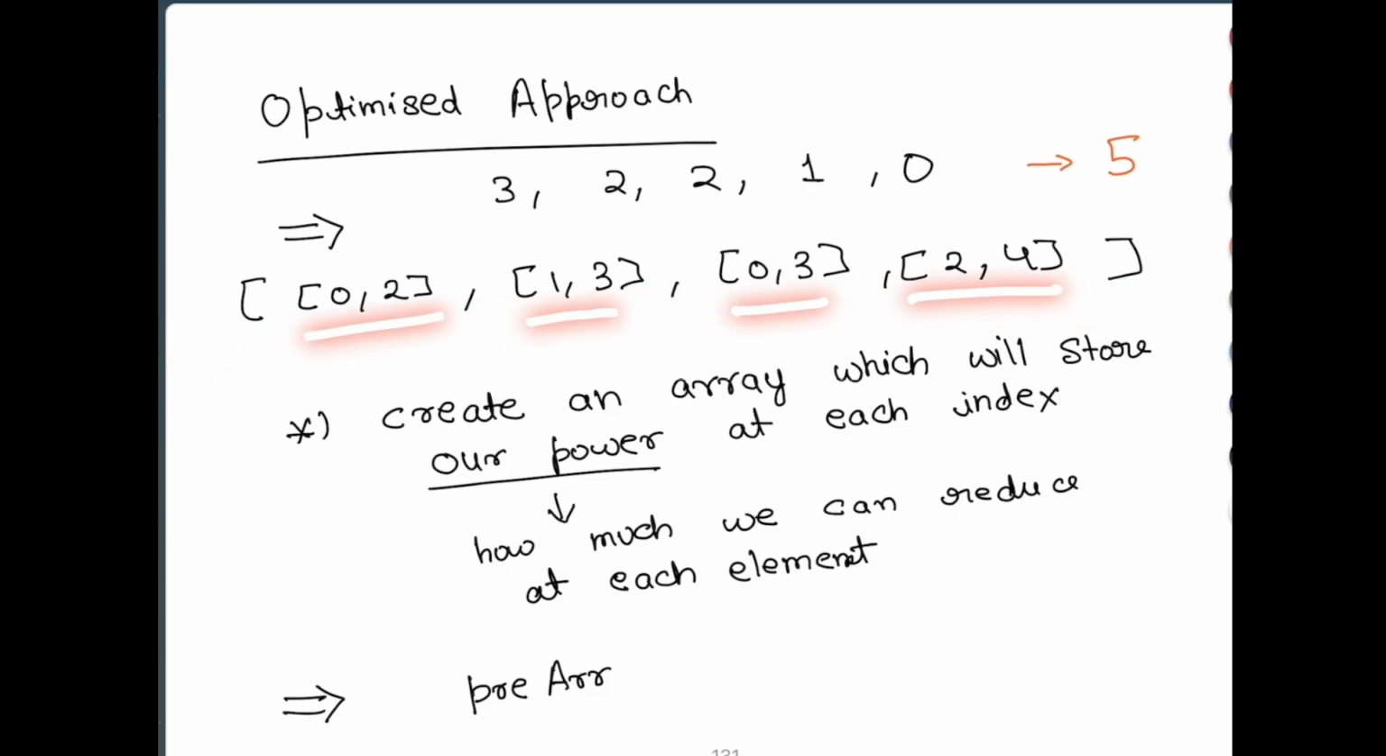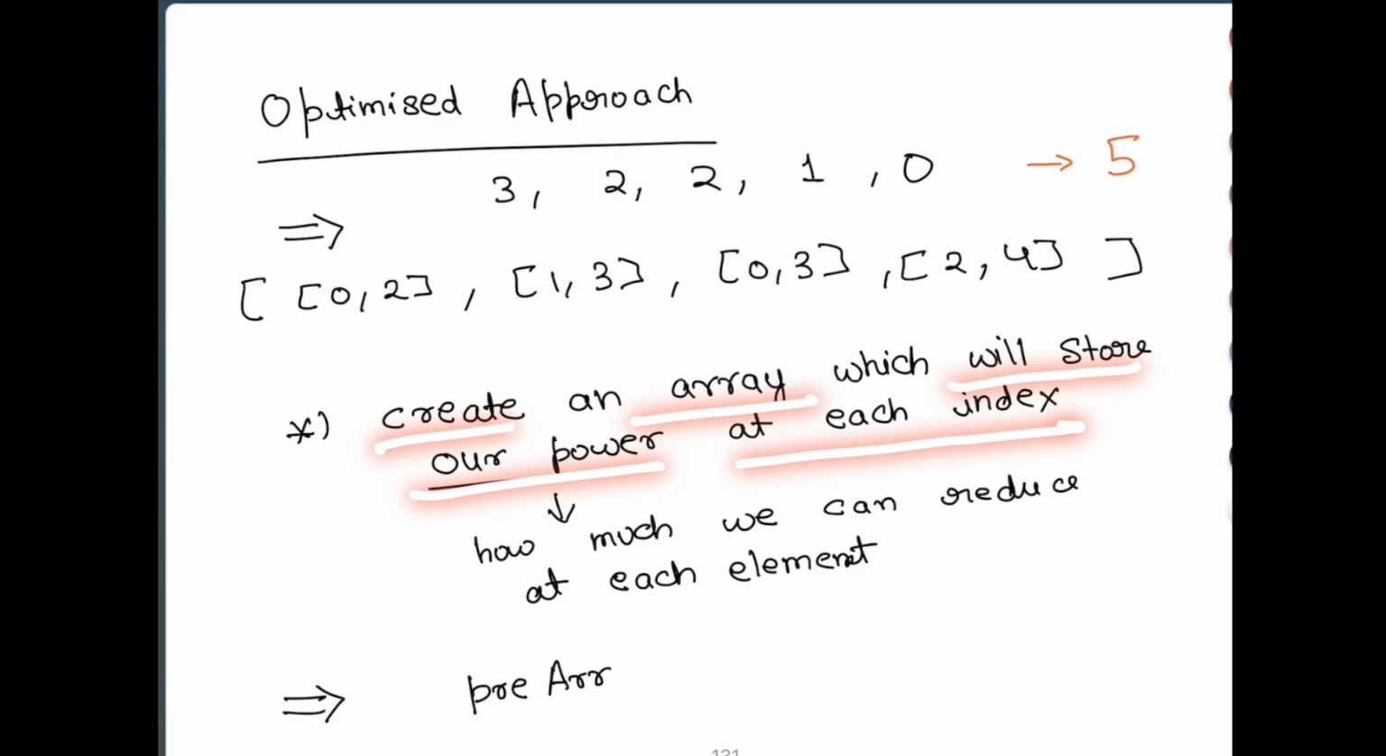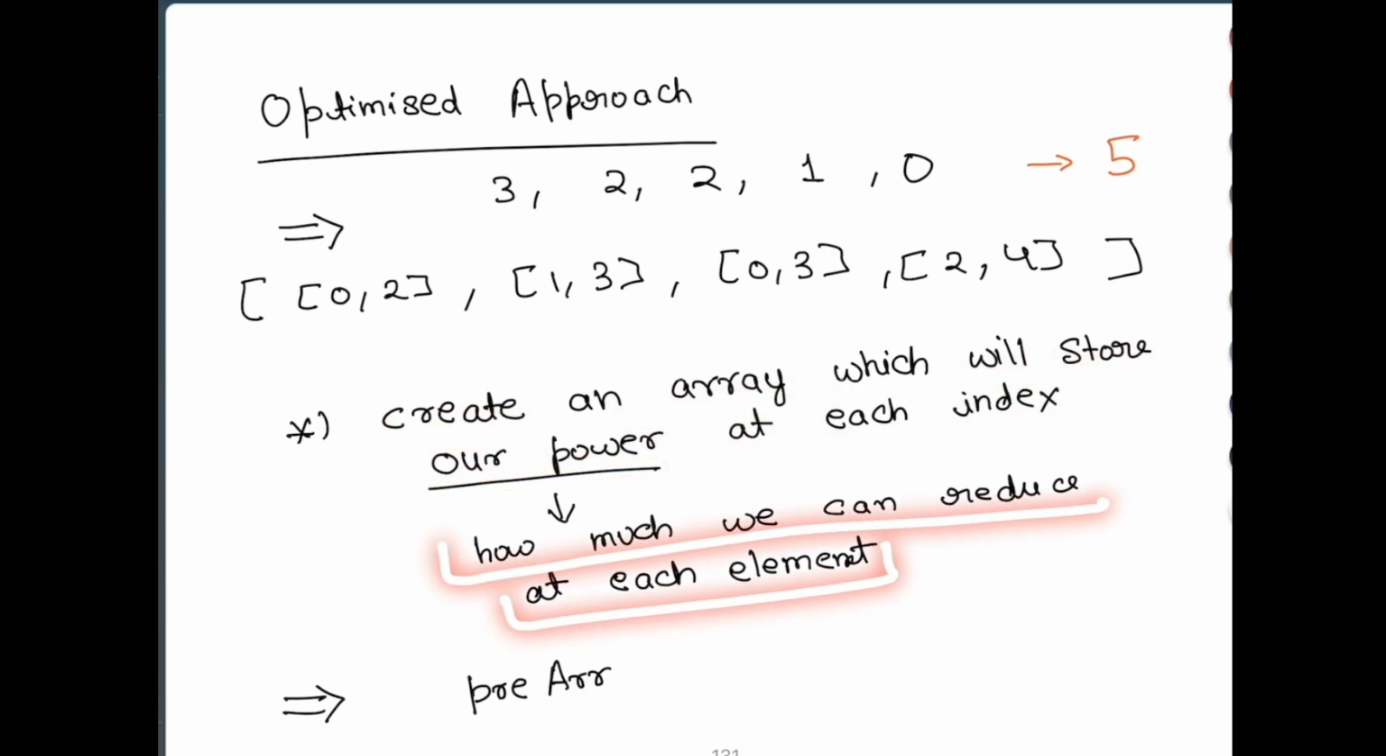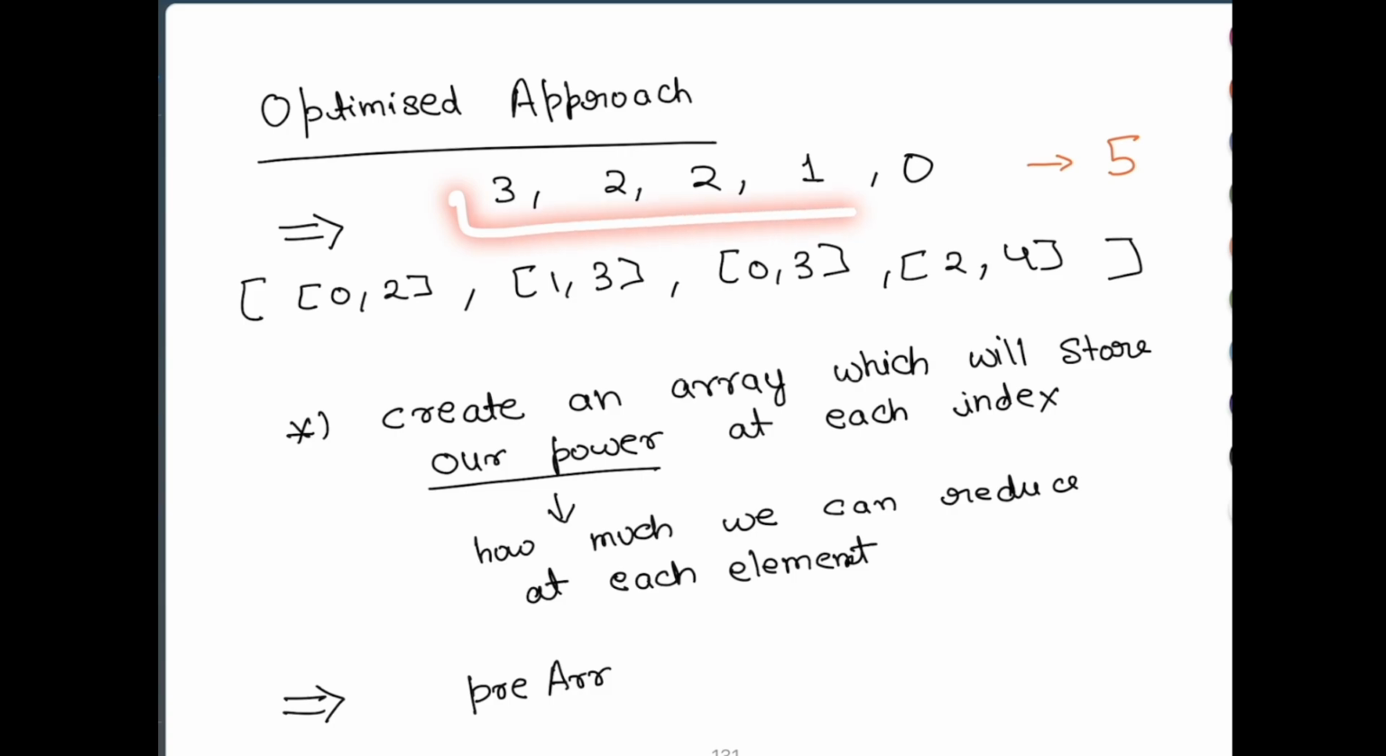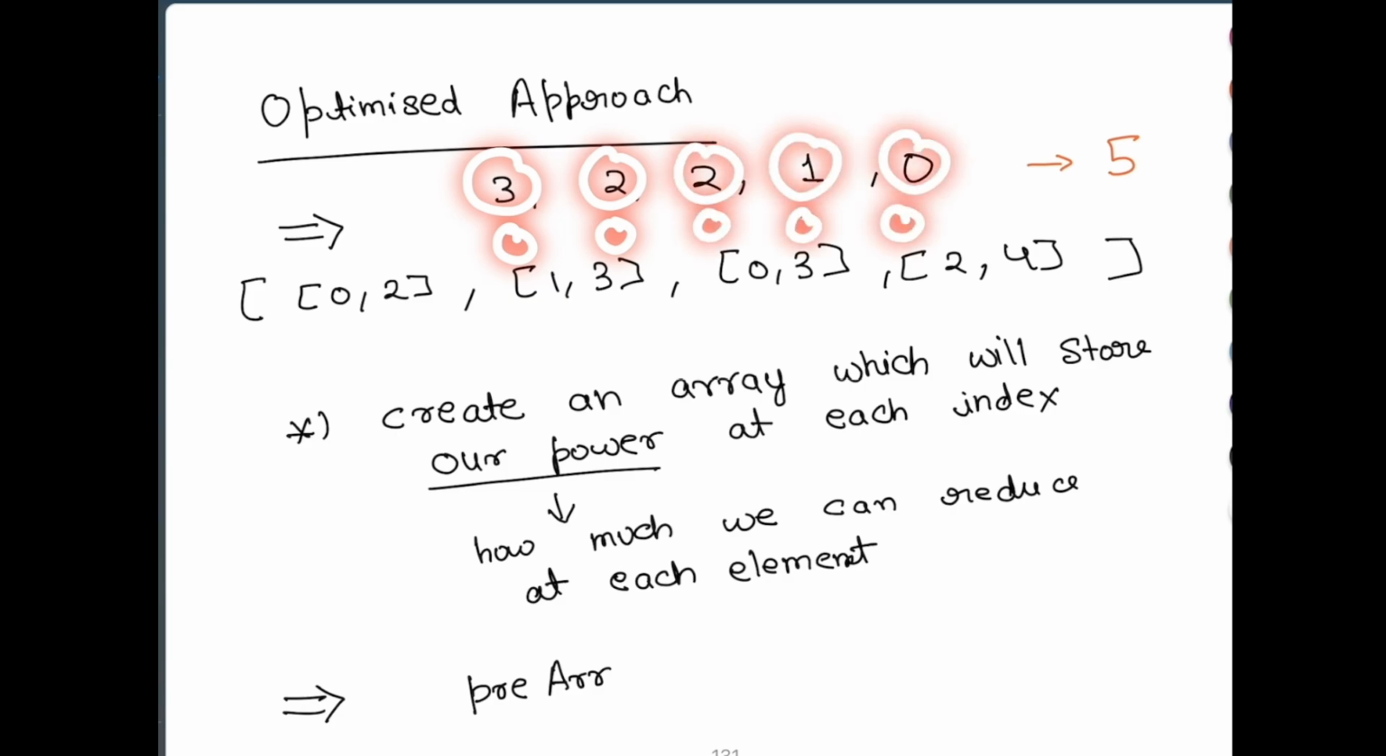Now first of all, what we need to do is create an array which is going to store our power at each index. Now what is this power? The power is how much we can reduce at each element or at each index. See, if this is our array, try to think about this. What we need to do is make this 0, make this 0, make this one 0, make this one 0. This is already 0, right? So we need to make 4 of the indexes 0: index 0, 1, 2, 3.